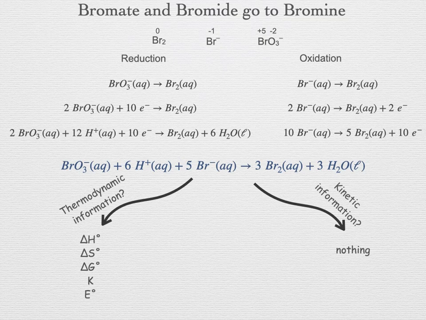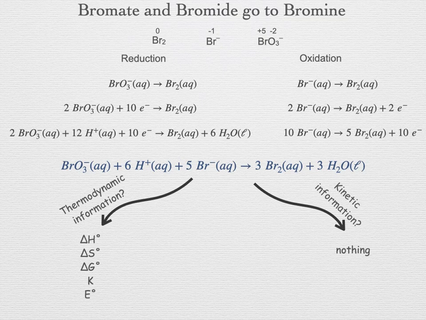We must perform carefully designed experiments to determine kinetic information. It should perhaps be obvious that while the balanced equation tells us that 1 bromate, 5 bromide, and 6 hydronium ions are converted into 3 bromine molecules and 3 water molecules, we must remember that it does not imply that a bromate ion, 5 bromide ions, and 6 H plus ions suddenly bump into each other and magically produce 3 bromine and 3 water molecules.